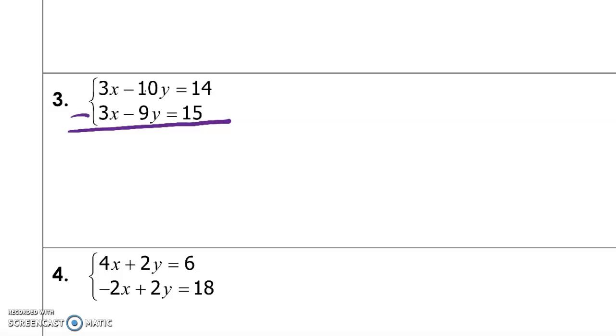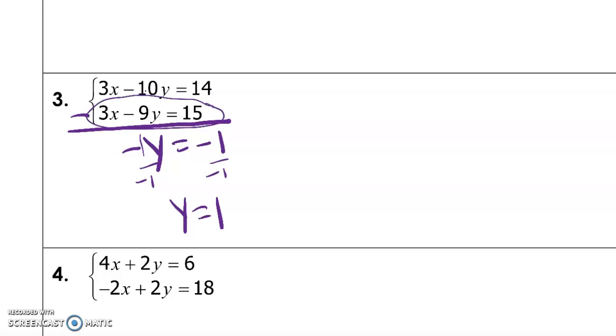Negative 10 minus negative 9 gives us negative 1y. Again, if you want to put the 1 there, you can put it there. 14 minus 15 gives us negative 1. Divide, y equals 1. Again, that part seems easier, but now we have to plug that into one of our original equations. I'm going to pick the bottom one.